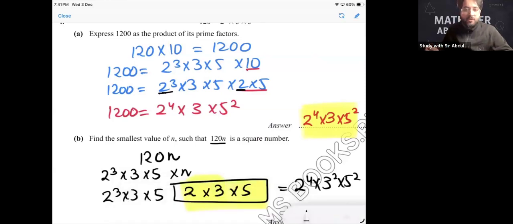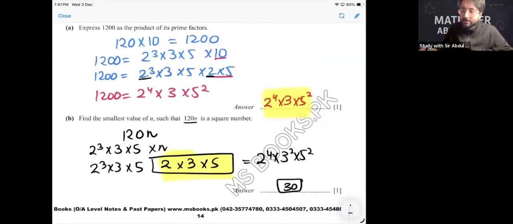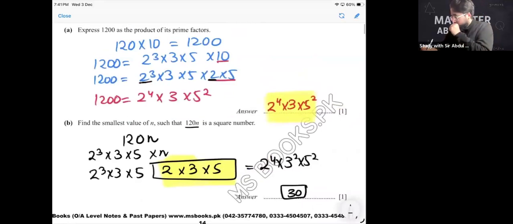Any problem? So what is that n? 2 threes are 6 and 6 fives are 30. So 30 is the answer. So it means that, Ayan, if you multiply 120 with 30, you will get a square number.